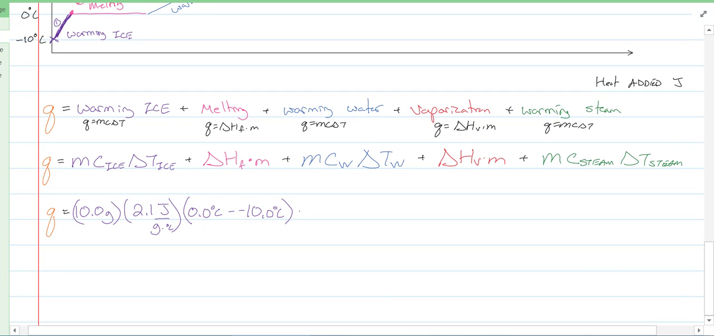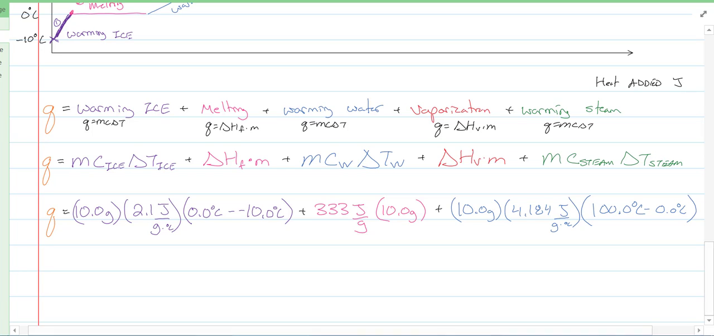Plus, delta HF is 333 joules per gram times 10.0 grams, plus my mass, now liquid water, still 10.0 grams of water. It's now 4.184 joules per gram degrees Celsius, and delta T would be 100 degrees Celsius, the final, minus the initial of 0.